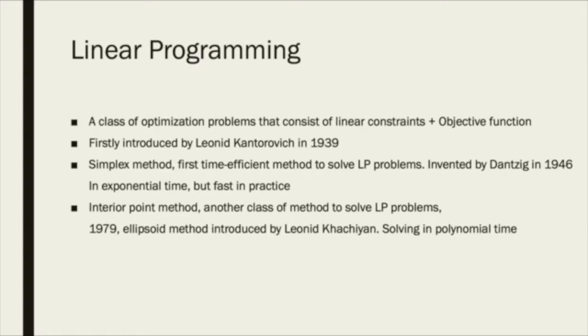Talking about linear programming, the previous problem is an example of linear programming. Linear programming is a class of optimization problem that consists of linear constraints and an objective function. It was first introduced by Leonid Kantorovich in 1939, and later in 1946, Dantzig invented the simplex method, which solves LP problems time efficiently.